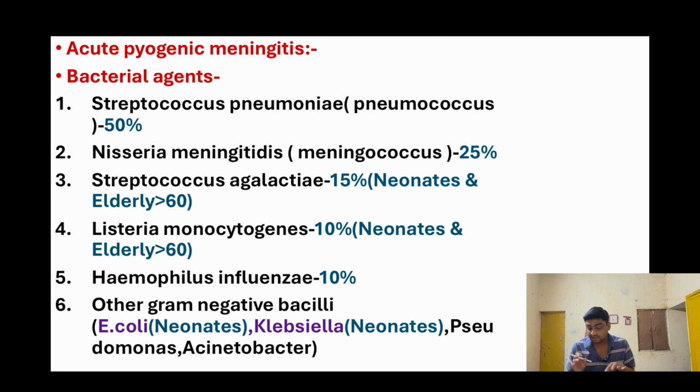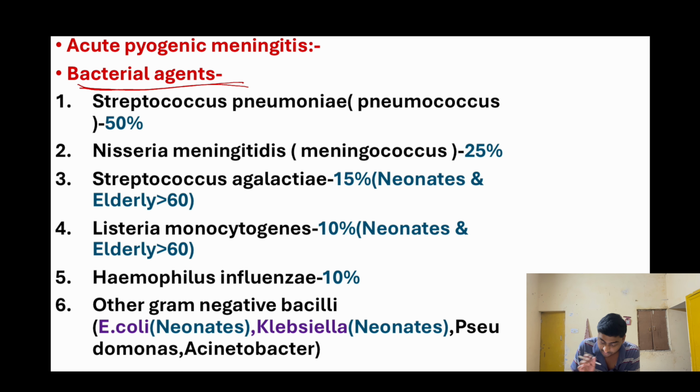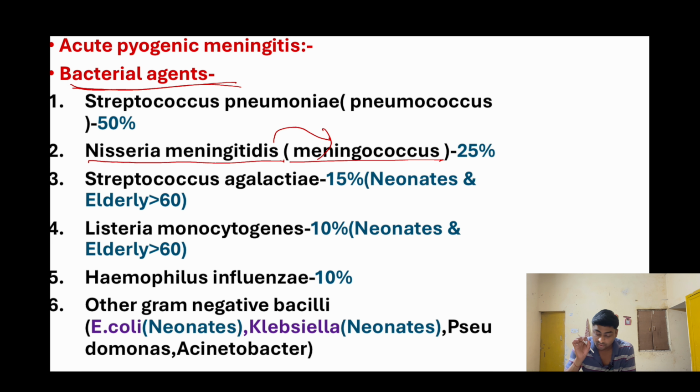Now the agents which cause meningitis. First we have the bacterial agents. First one is Streptococcus pneumoniae. It causes pneumococcal meningitis, and Streptococcus pneumoniae is responsible for 50% of meningitis cases. The second one is Neisseria meningitidis, which causes meningococcal meningitis.